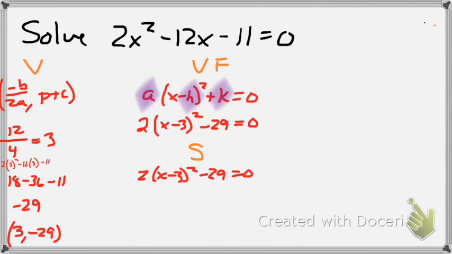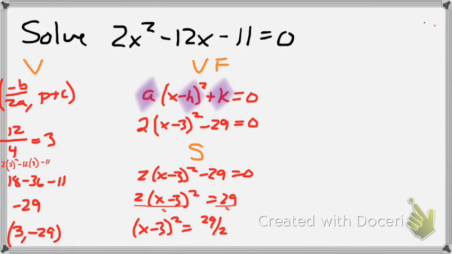Step 1 would be adding the 29. Step 2 would be dividing by 2. You want it to be just a square on the left side. You want to move all the superfluous numbers before you take the square root. So that's why I moved the 29 and the 2, to clean that side up a bit, so then we can take the square root of both sides, which is what I'm going to do next, giving me x minus 3 is plus or minus root 29 halves.